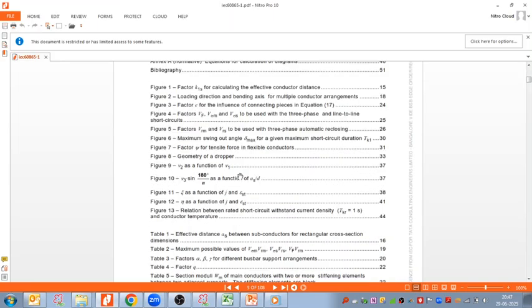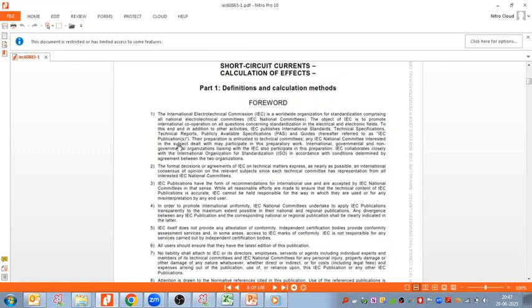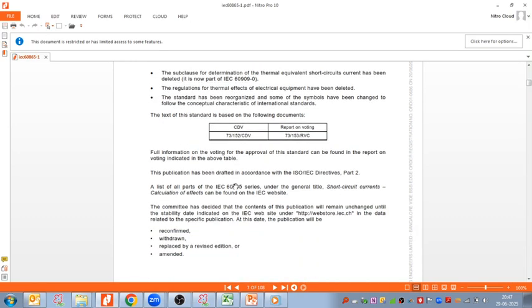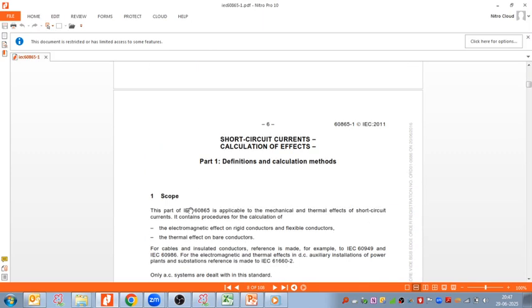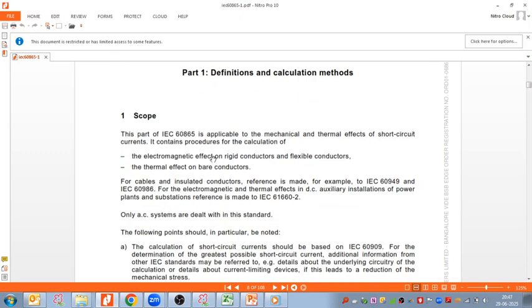I will provide this IEC standard so that you can go through it. They have given the definitions, so please go through these definitions as well. I am taking whatever relevant pages from this IEC standard, but I request all of you that once you get some free time, please go through this standard as well.